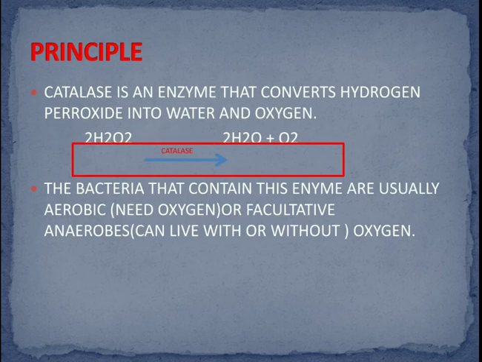Now let's see the principle. Here we can see that catalase is an enzyme that converts hydrogen peroxide into water and oxygen. Here in the reaction we see H2O2, that is hydrogen peroxide, that is acted upon by catalase enzyme and broken down into H2O, water, and O2, oxygen. The bacteria that contain this catalase enzyme are usually aerobes, which need oxygen, or facultative anaerobes, which can live with or without oxygen.